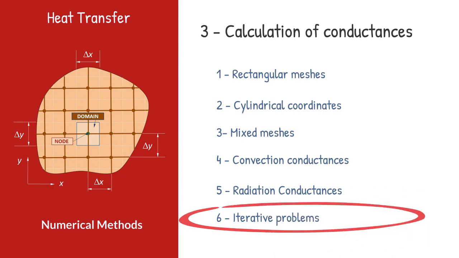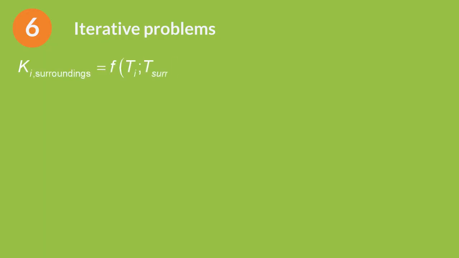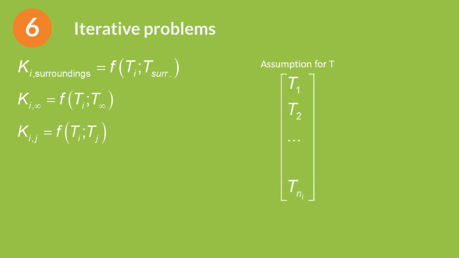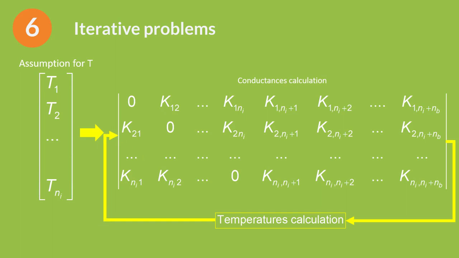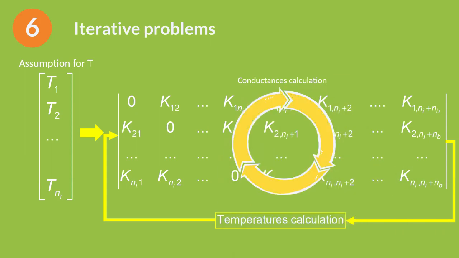Iterative problems. When conductances depend on the node's temperature, it is necessary to assume initially a value of temperatures. The conductances are calculated using these values. With these conductances, the system of equations is solved to obtain new values of temperatures. With these new temperatures, conductances are calculated again. And so on until the calculation converges within a pre-established error.